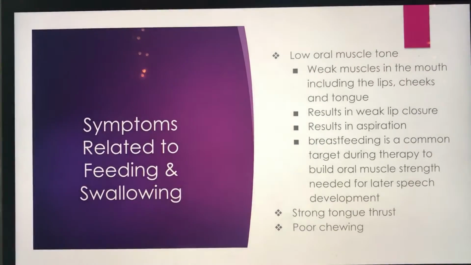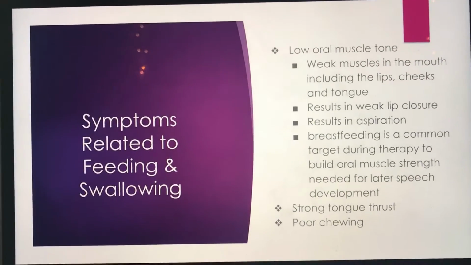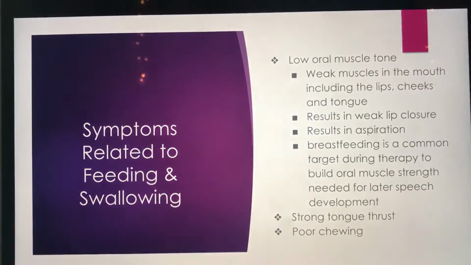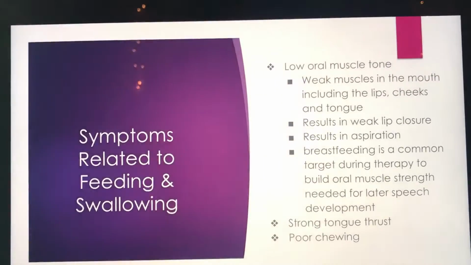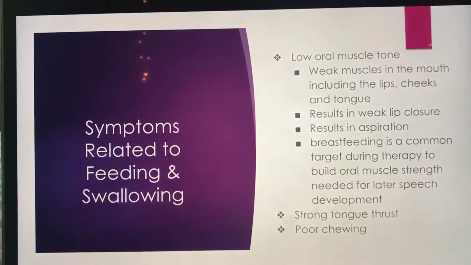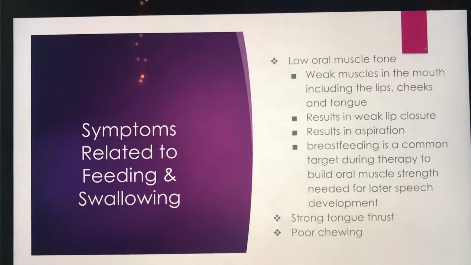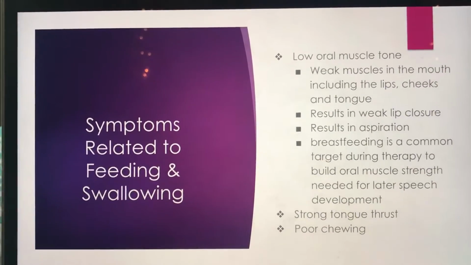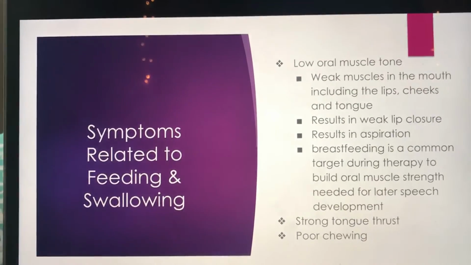So one of the common things that is targeted during early intervention with kids with Down syndrome is breastfeeding. So this can help to target and build oral muscle strength that's going to be needed later on when developing speech. And then kids with Down syndrome also have a strong tongue thrust and poor chewing. This is also going back to the low muscle tone.